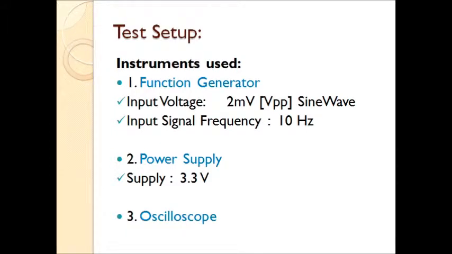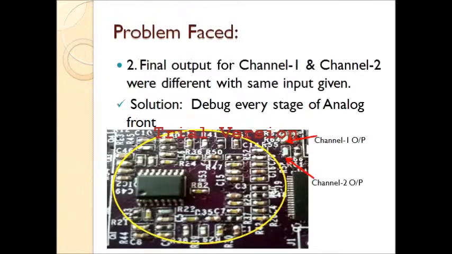Before discussing the second problem, let me explain the test setup, which includes 3 instruments: function generator to generate 2 millivolt sine wave, power supply of 3.3 volt, and oscilloscope for the output. After doing this test setup, when I checked the output on my board, I could see that even though I applied same input to both channel 1 and channel 2, the outputs were not same on both of them. So to find out the solution, I had to debug the whole analog train.